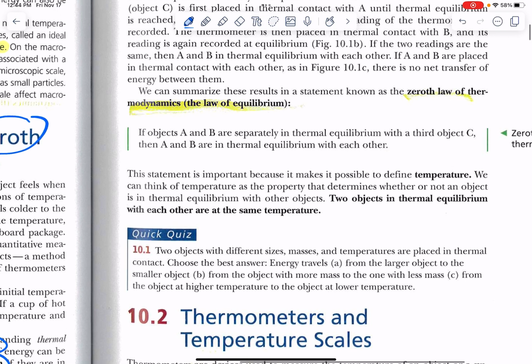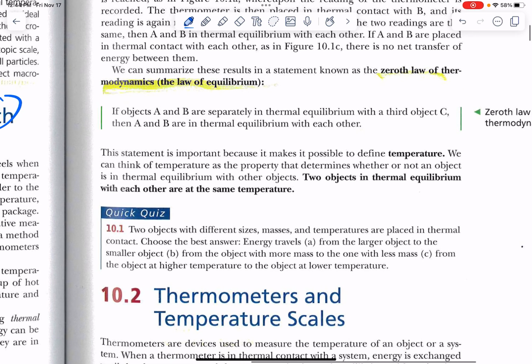So the zeroth law of thermodynamics, otherwise known as the law of equilibrium, is right here. If you have two objects, A and B, and they are in thermal contact, which means there's not an insulator or barrier between them, the heat will go from one to the other until they are at thermal equilibrium, meaning they have the same temperature. And eventually they'll have the same temperature as their surroundings.